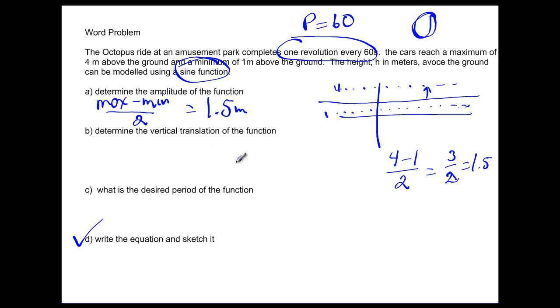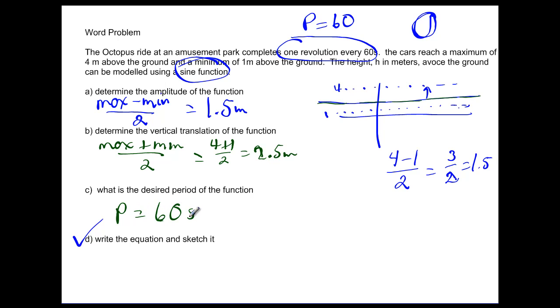Determine the vertical translation. So this is also found by taking max and min, but this time we're taking max plus the min and dividing by 2. So in this case, the max is 4 plus 1 divided by 2, which is 2.5 meters. So this is the midline right here, running through the center. The desired period, well, we stated that originally. That's going to be 60 seconds.